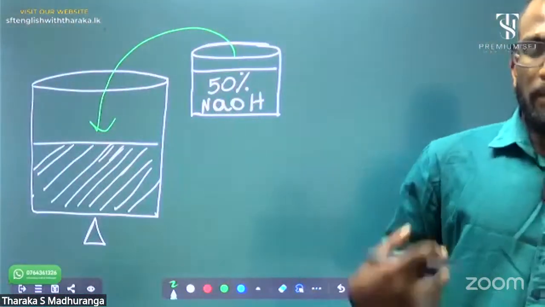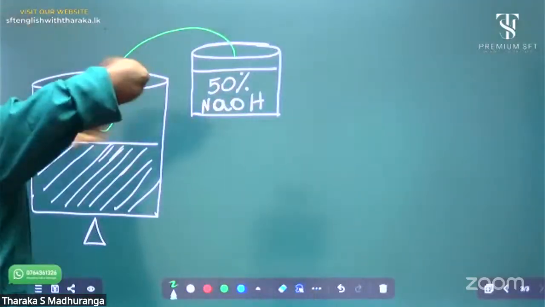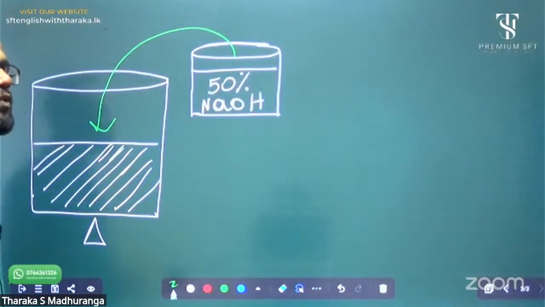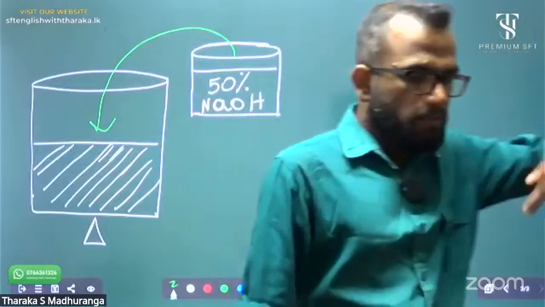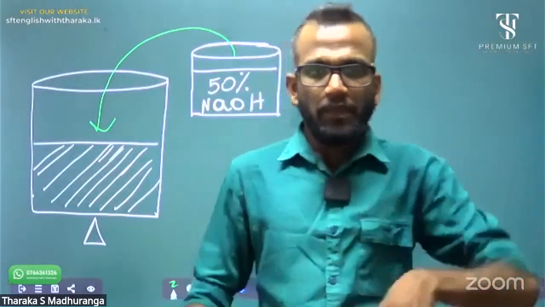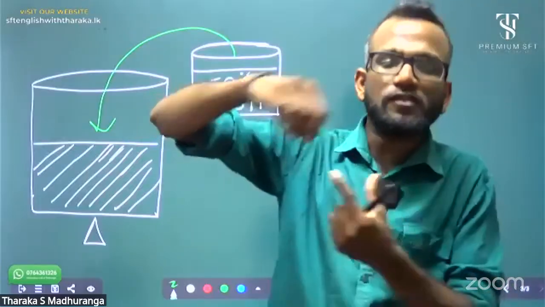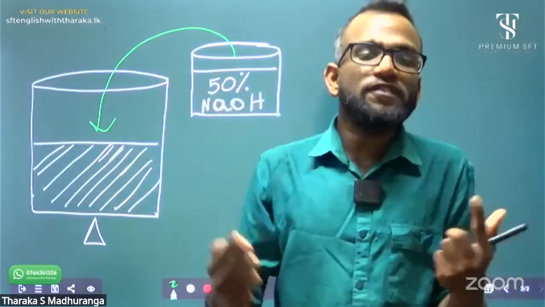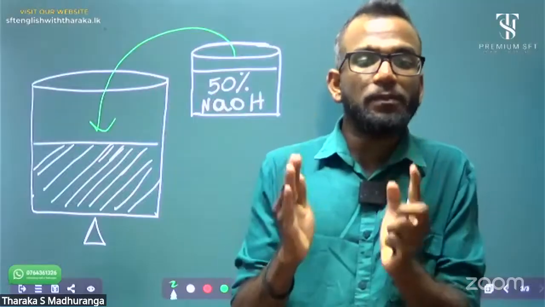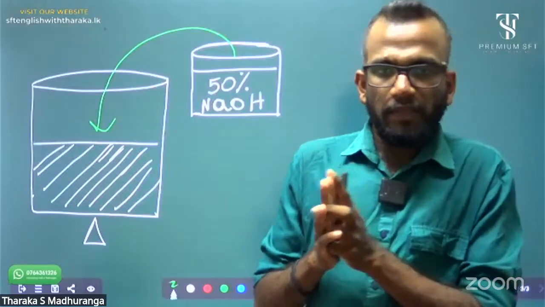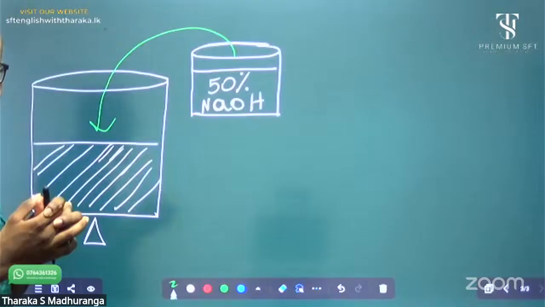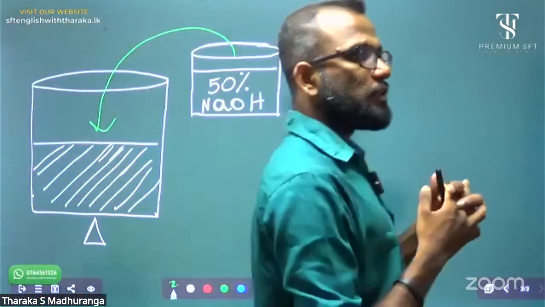When you're mixing well, after some time you can feel the thickness of this solution increase. This is the end of the saponification reaction. That means soap is already produced now. That's the saponification reaction. That's the end of the saponification reaction.